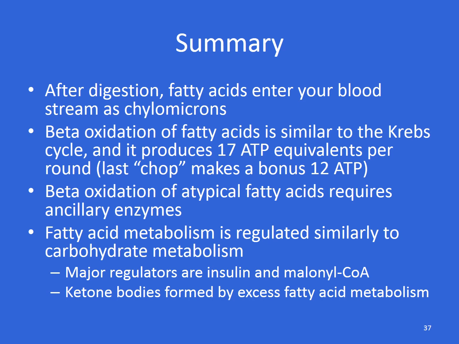Beta-oxidation of atypical fatty acids requires ancillary enzymes, extra enzymes, and fatty acid metabolism is regulated similarly to carbohydrate metabolism. I don't know if I really made this clear enough, but it's regulated similarly to carbohydrate metabolism and alongside carbohydrate metabolism. They happen at the same time. So the major regulators for fatty acid metabolism are insulin, malonyl-CoA, also epinephrine, and ketone bodies are formed by excess fatty acid metabolism. If you have more than usual fatty acid metabolism, you'll be able to detect ketone bodies.